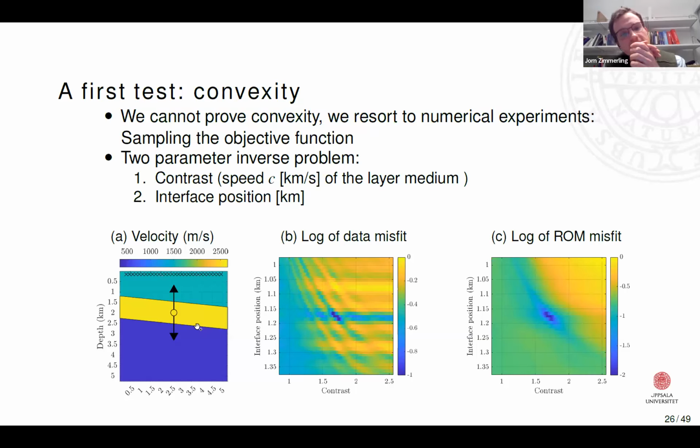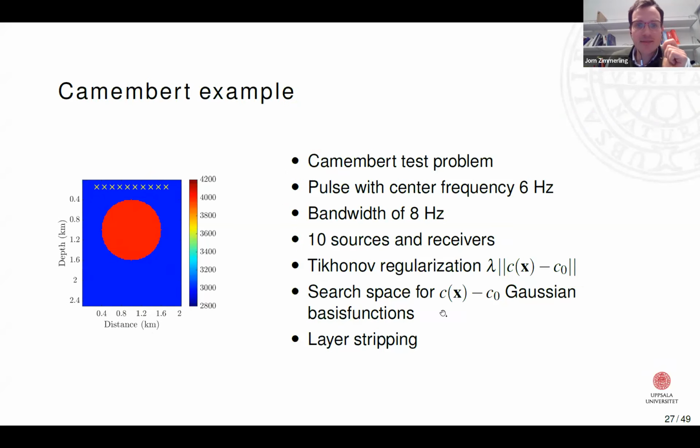So, the first convexity test, now to the numerical examples. The first thing we did is, we cannot prove convexity, but we can resort to numerical experiments. So in this layer that can shift up and down, and you can change the contrast of the layer that I used, if we just go for the FWI objective function, there are many local minima, and if we look at the ROM misfit function, there's one global minimum that's obtainable from almost all starting locations. So that gave us hope, and we started doing test problems.